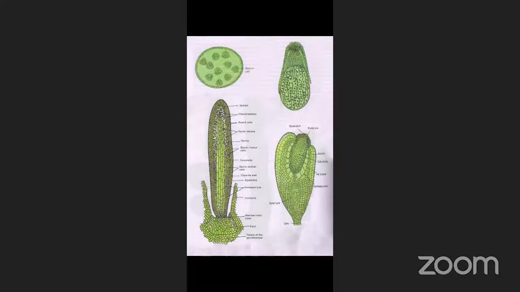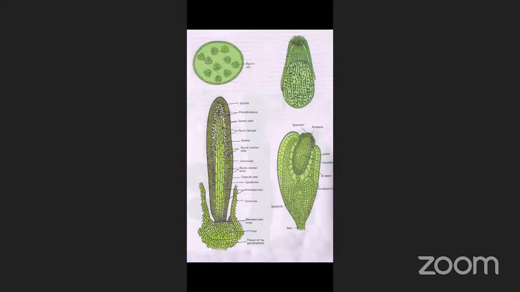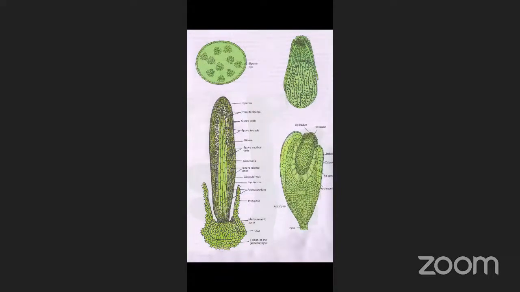Are you able to see these diagrams? Yes, sir. Right. So this is sporophyte evolution. The first one, Riccia. Actually, after Riccia, Carcinia is there, but not given here. I will explain what is the difference between Riccia and Carcinia.